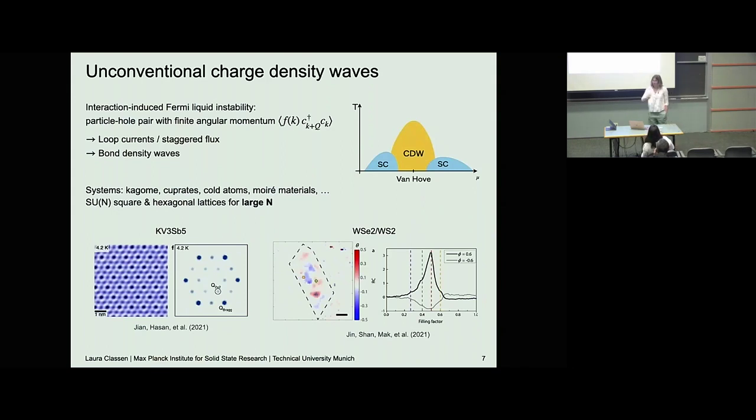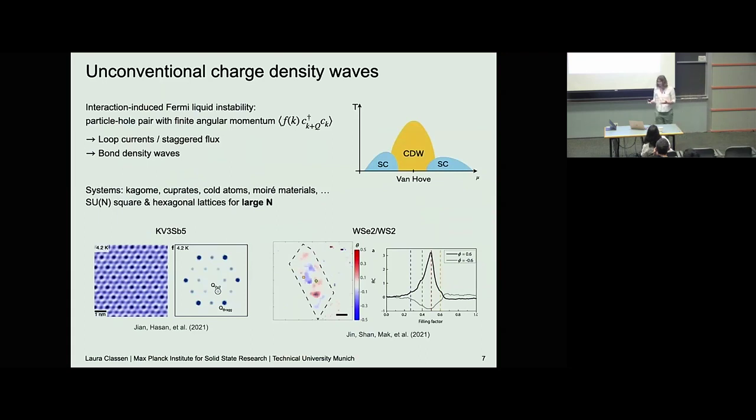And that means it gets a form factor like superconductivity: P wave, D wave, etc. If you transform this back to real space, you find that this does not lead to a simple, real modulation of the charge density itself, but instead, depending on the symmetry, the form factor, you will get loop currents or staggered flux phases, or alternatively bond density waves, for example, stripes.